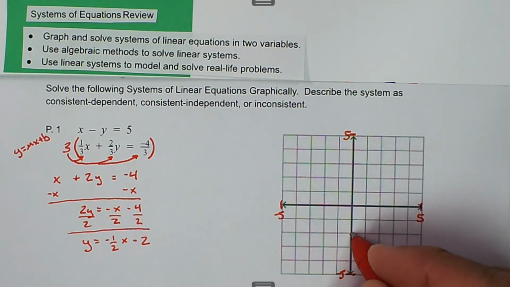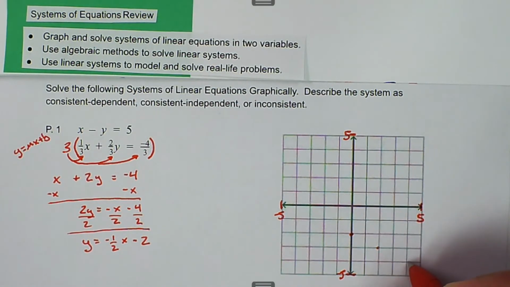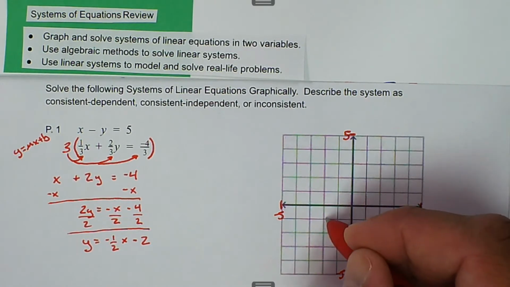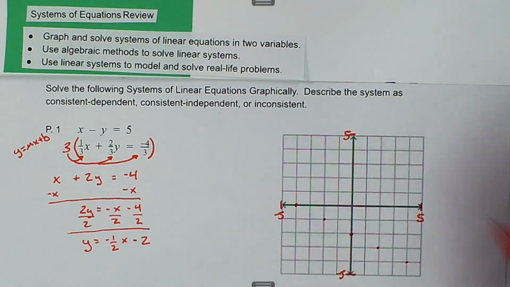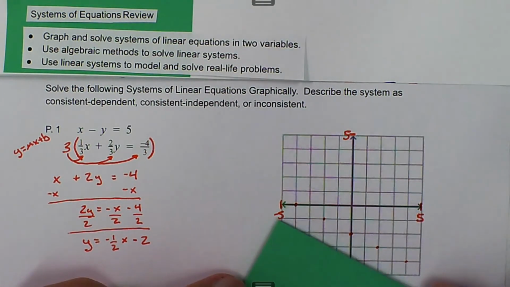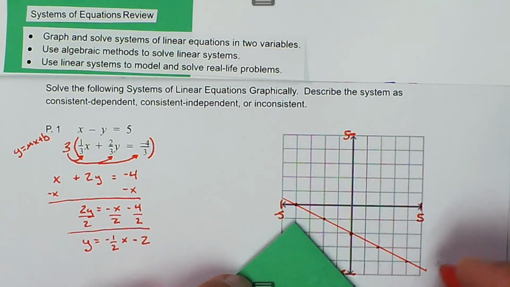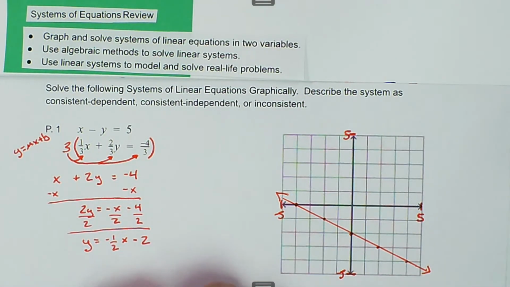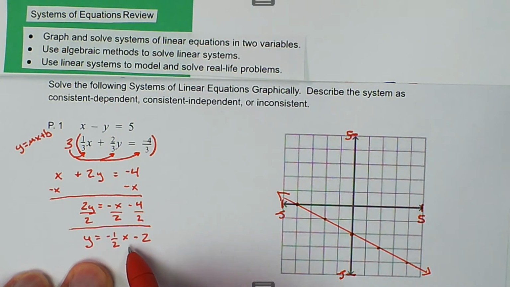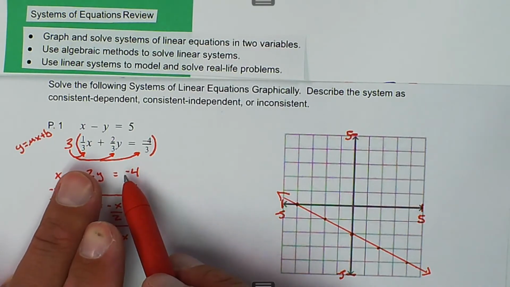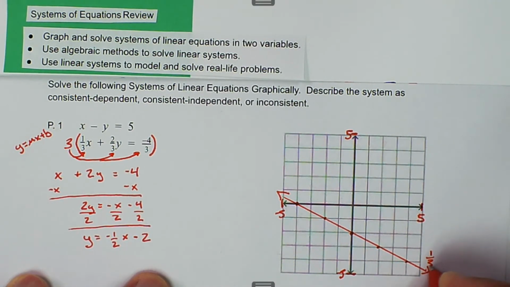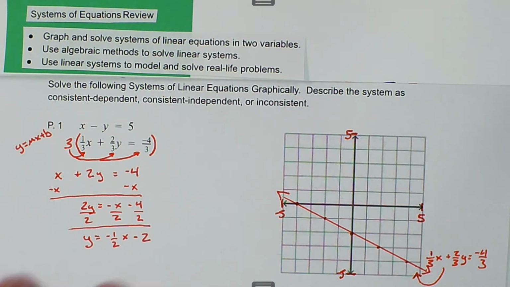I go to -2 on the y-axis, which is right there, and I have a slope of negative 1/2. So down 1, back 2, or up 1, back 2. And then I can draw the line that connects all of those dots. So that is this equation right here, y equals -1/2 x minus 2, but it's also the equation that we wrote up here, which is 1/3 x plus 2/3 y is equal to -4/3. So that's that equation right there.